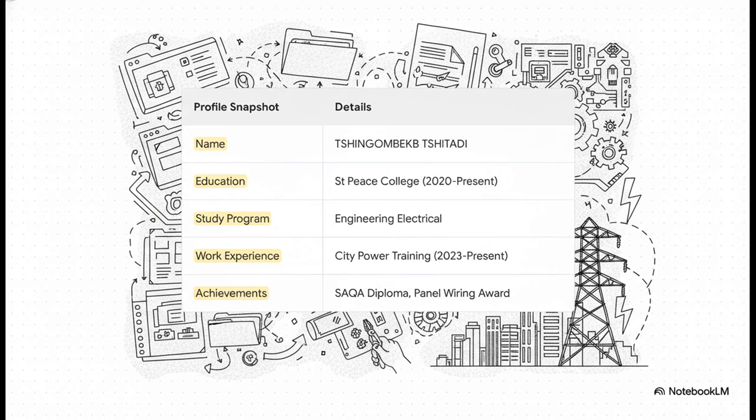Okay, now that we have a name, we can start to piece things together. We found this fragmented CV, and it tells us he's an electrical engineering student at St. Pease College, and he's getting hands-on experience as a trainee with the local utility, City Power. And just like that, this digital ghost starts to look like a real person.